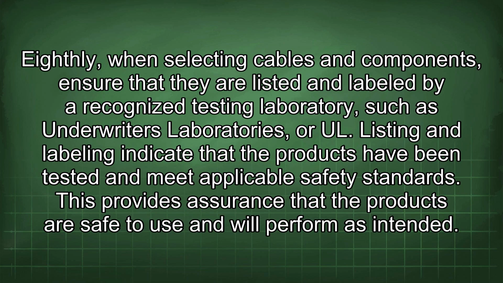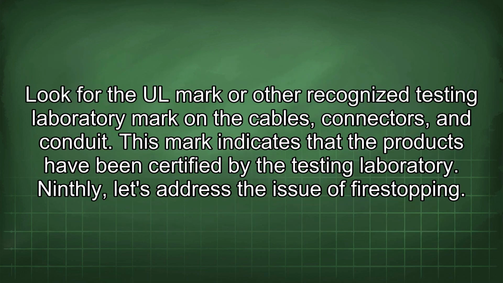Eighthly, when selecting cables and components, ensure that they are listed and labeled by a recognized testing laboratory such as Underwriters Laboratories or UL. Listing and labeling indicate that the products have been tested and meet applicable safety standards. This provides assurance that the products are safe to use and will perform as intended. Look for the UL mark or other recognized testing laboratory mark on the cables, connectors, and conduit. This mark indicates that the products have been certified by the testing laboratory.